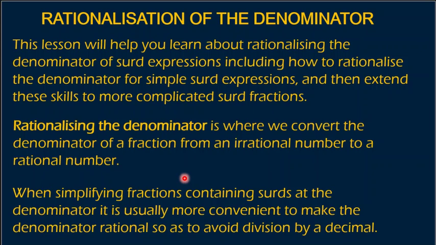Why do we have to do that though? Well, when we simplify fractions containing surds at the denominator, it is usually more convenient to make the denominator rational so as to avoid division by a decimal. We don't want to find ourselves dividing our numerators by decimals or surds, and so that is why we rationalize.